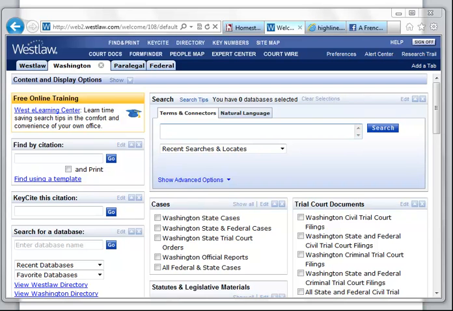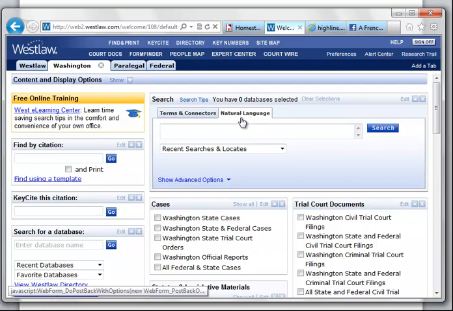You know, I was taught Westlaw using terms and connectors, and I used to get very stressed out about terms and connectors, and I really don't stress out about it anymore. I just go to natural language search. So let me click there, natural language, and you can see that that's the white one and that's the active one right now. And then we need to select a database.